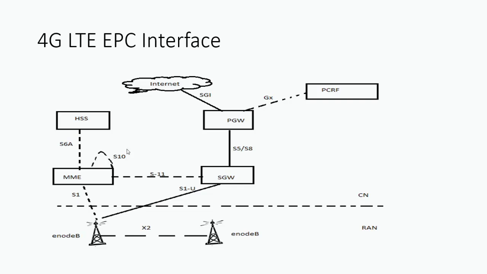Then we have a serving gateway in EPC, then MME, then PGW and HSS in our core network. We also have PCRF, which is policy and charging rule function, and then we have the external network. The external network could be the internet cloud, could be an IMS network, and so on. Now I am going to explain the interface between these entities.